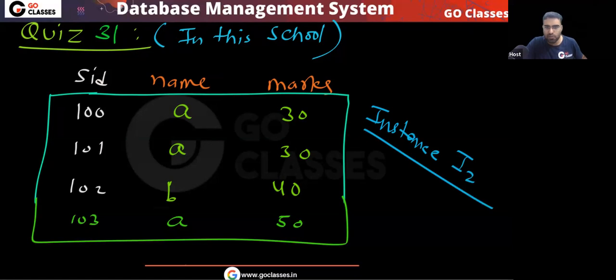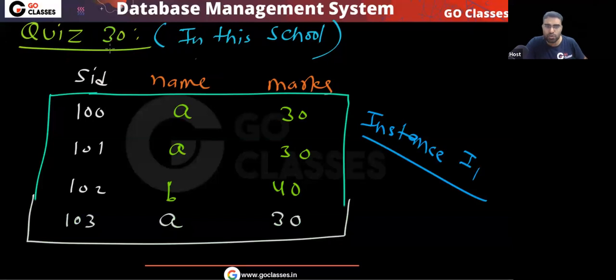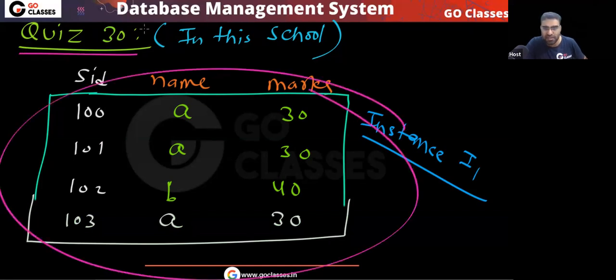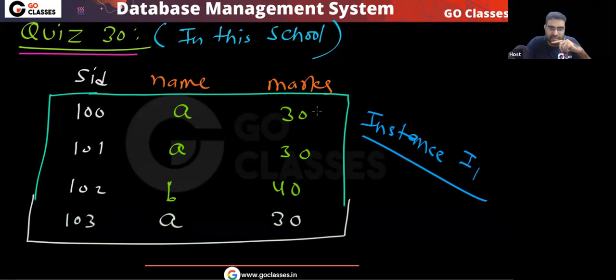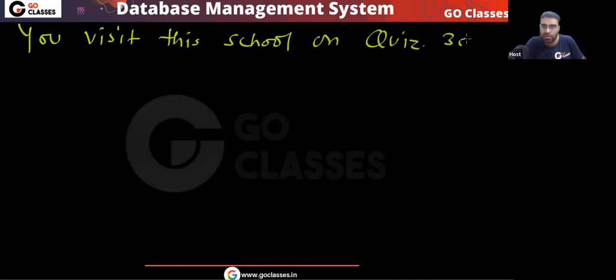So now you tell me. One day, you are visiting this school. This is a coincidence. You visit this school on this day, and you see this chart, this result. After looking at this result, will you say that in this school, if you have same name, then you have same marks? Let's assume you visit this school on this same day, on this quiz 30 day.